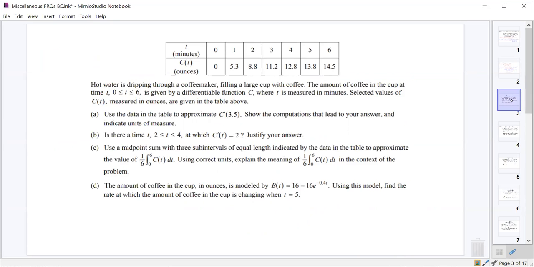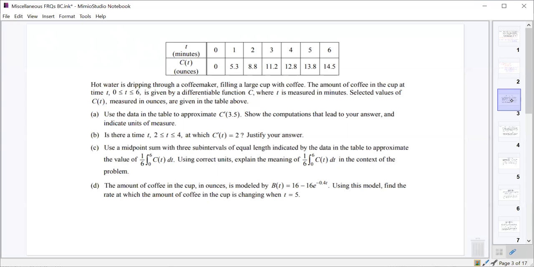Next one I asked you, this one was not a calculator problem. So this one is about making coffee. We got hot water dripping through the coffee maker, et cetera. C is the amount of coffee in the cup, measured in ounces, T is minutes. And we got a nice little chart.